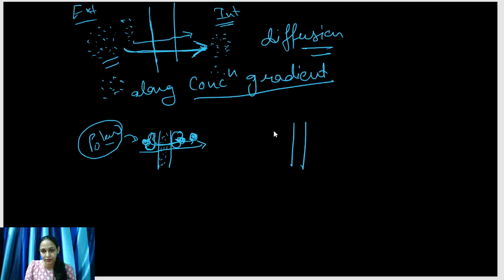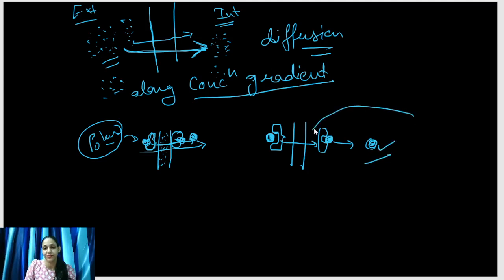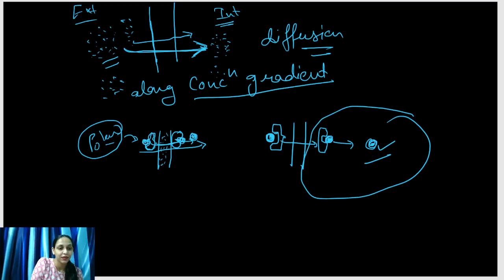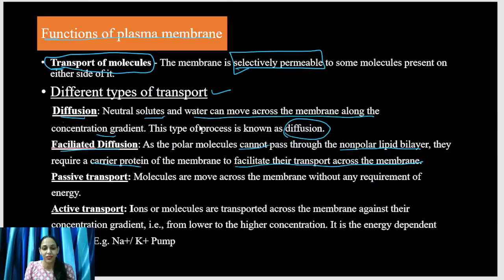दोबारा बना देते हैं. Like this is the carrier protein. This is the polar molecule. These carrier proteins change their configuration and move inside the cell. And these molecules are released from these carrier proteins inside the cell. Fine. The next is passive transport.